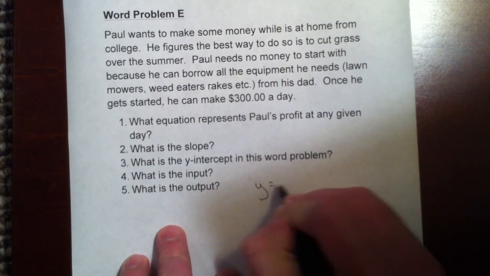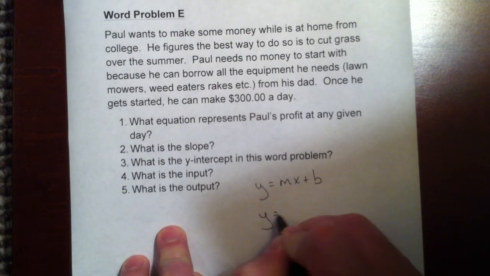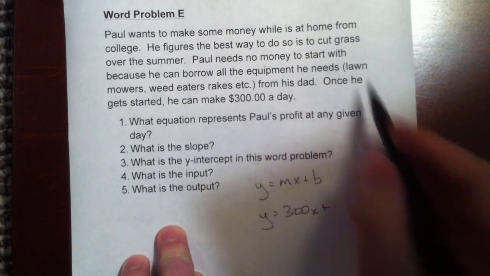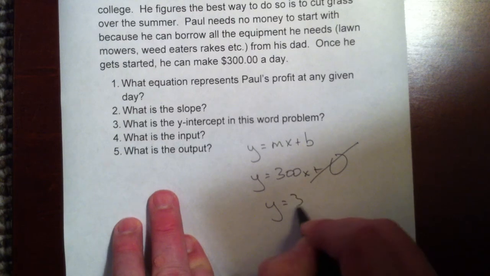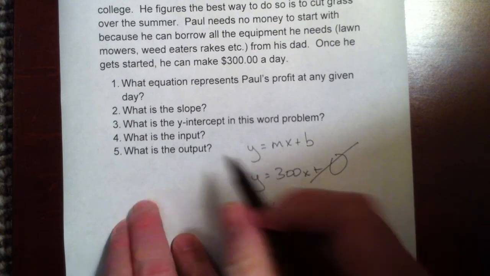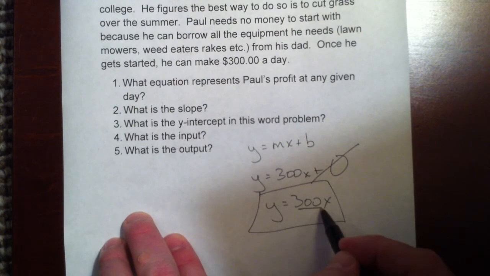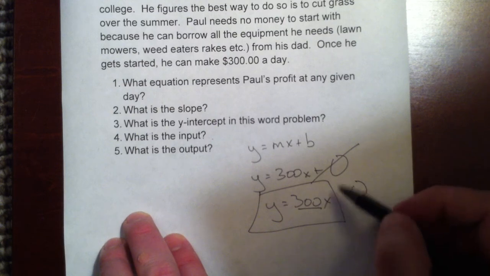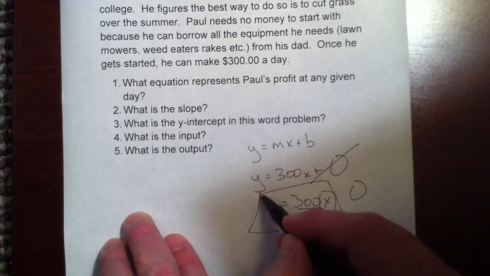So y equals mx plus b. Y equals 300x plus 0. And we would just leave that off, and our equation would be y equals 300x. This is the equation. Our slope is 300. Our y-intercept is 0. We don't have one. Our input is the number of days he worked, and our output is how much he earned.